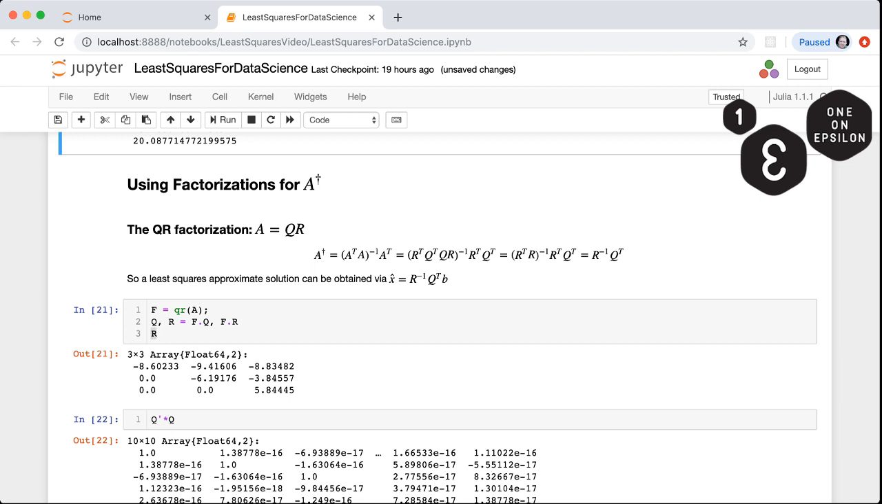Now, it is common to consider factorizations of A for getting A dagger. So if you look at the QR factorization of A and do the following computation, then you see that A dagger, the Moore-Penrose pseudo-inverse, is the matrix R inverse times Q transposed.